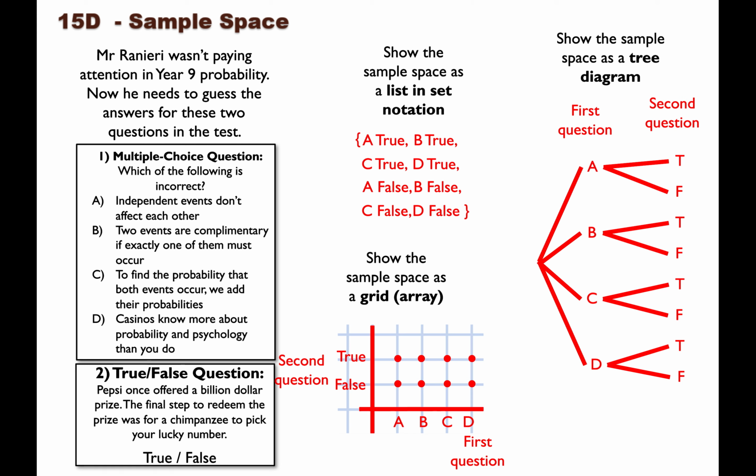Alright, so these are the 3 different ways of drawing a sample space: as a list in set notation, as a grid, also called an array, and as a tree diagram.